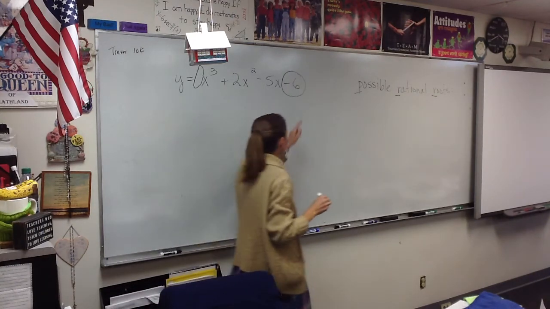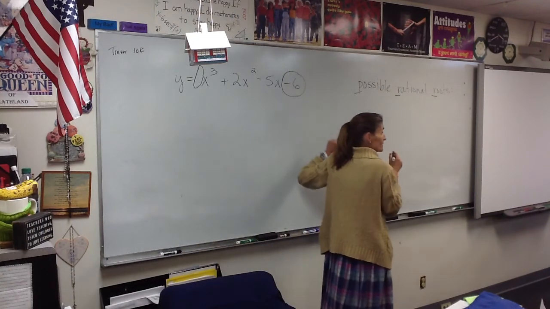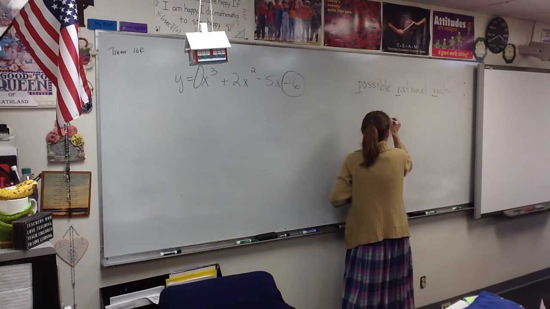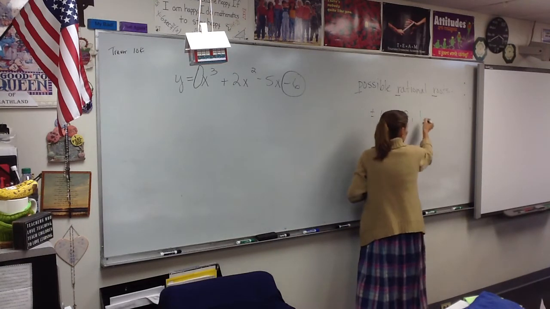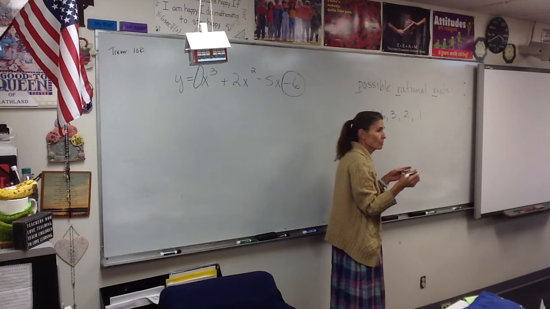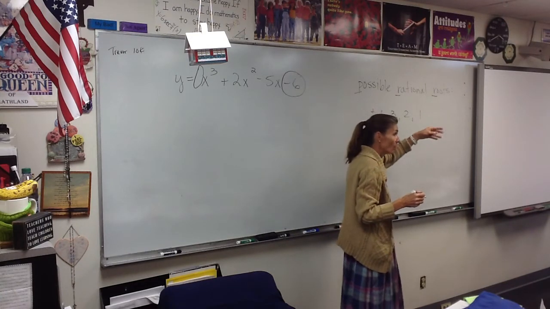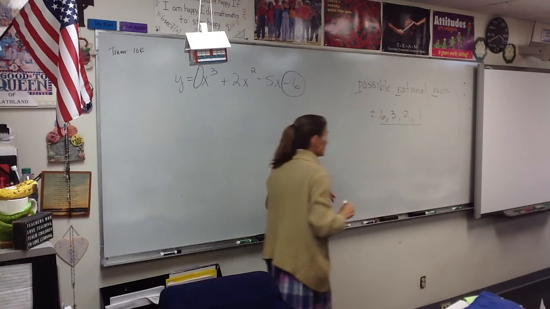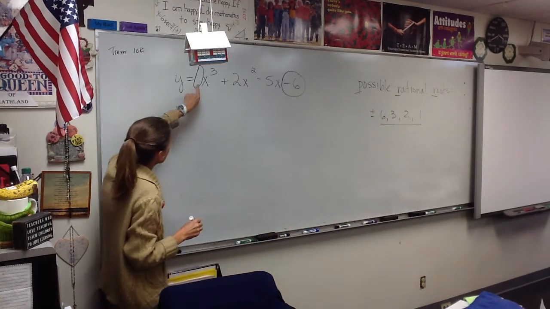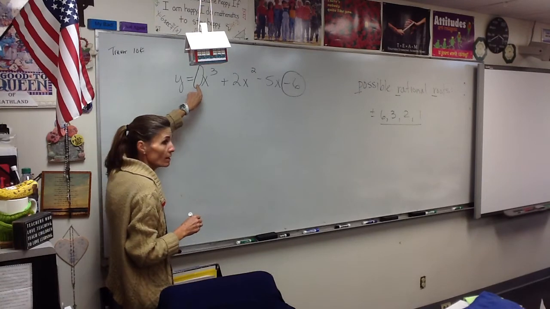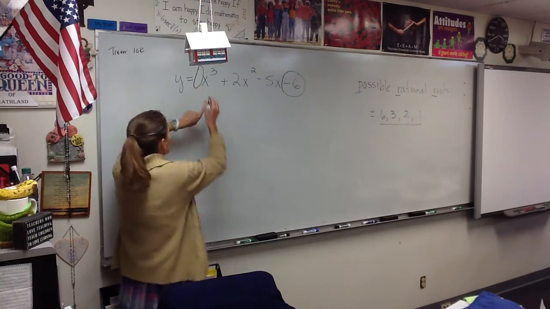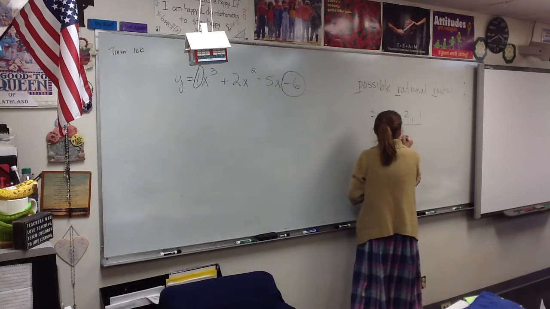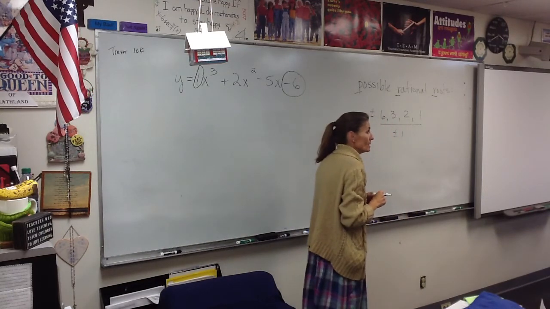So wait a second. What are the factors of 6? Plus or minus 6, 3, 2, and 1, in any order, it doesn't matter, for positive and negative, all of those. Divided by the factors of, oh, what's this? That's a 1, right? Understood 1? And the factors of 1 are just 1. So I'm not even going to worry about those.